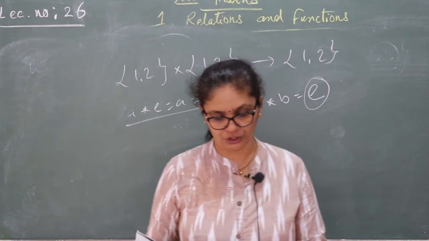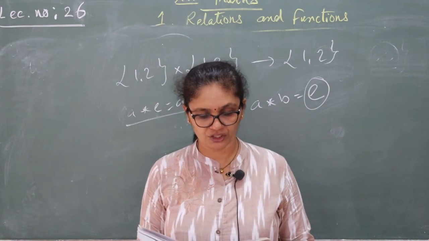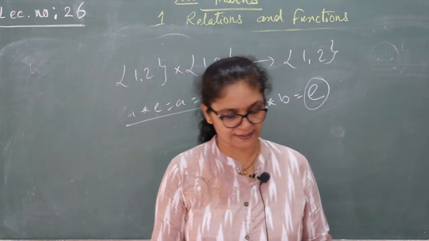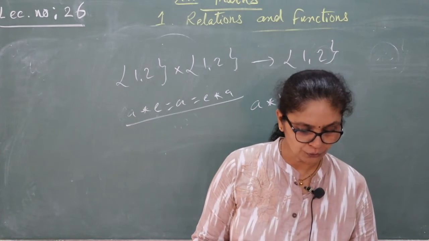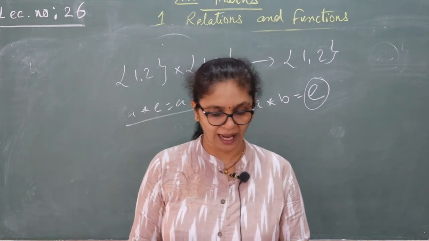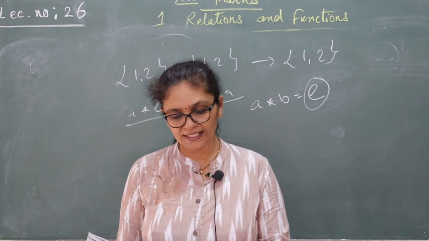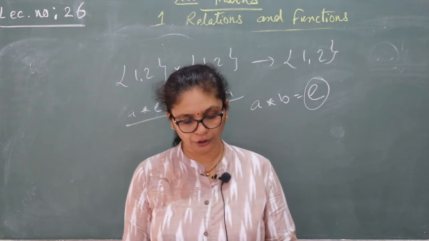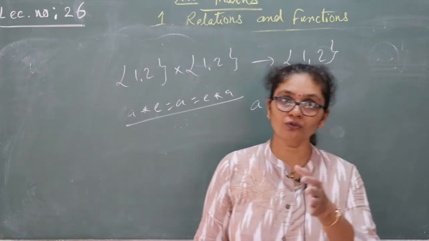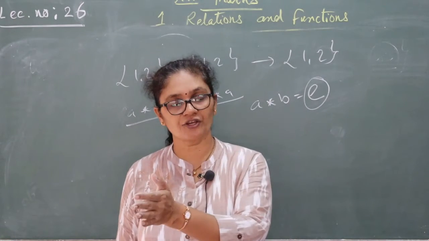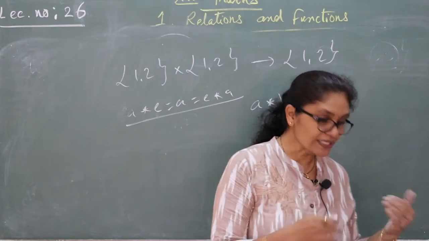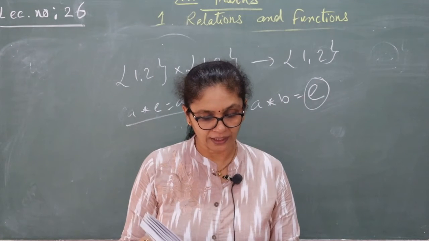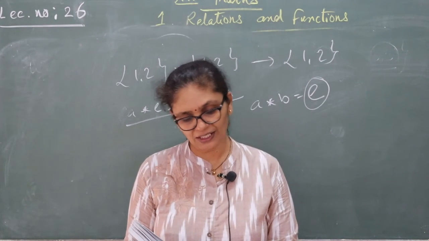Now 58th question. Consider the identity function I_N from N to N defined as I_N(x) = x. Show that although I_N is onto, I_N + I_N from N to N defined by x + x = 2x is not onto. What you have to show for one-one and onto? One-one means each element is related to one person, and onto means range and codomain are the same. Here we have taken one example. Check it: I_N is onto, but I_N + I_N is not onto.